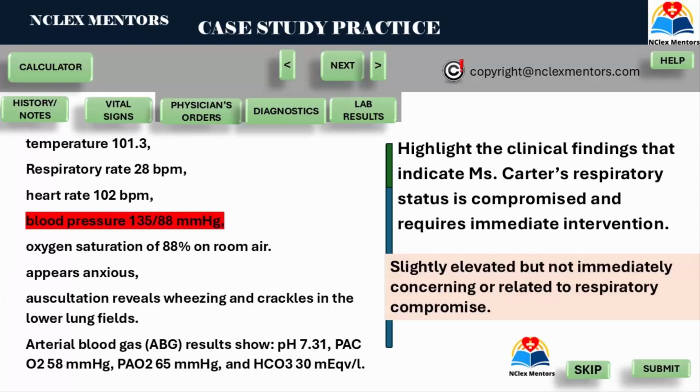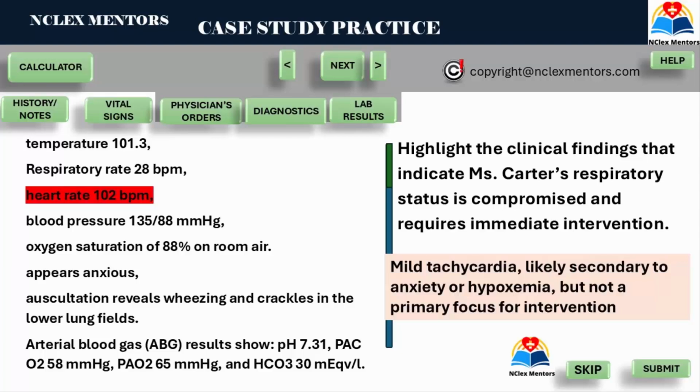Let's see highlighting of those options which would be wrong in case we highlight. Blood pressure of 135 by 88 mmHg is slightly elevated but not immediately concerning or related to respiratory compromise. Heart rate of 102 beats per minute is mild tachycardia, likely secondary to anxiety or hypoxemia, but not a primary focus for intervention.